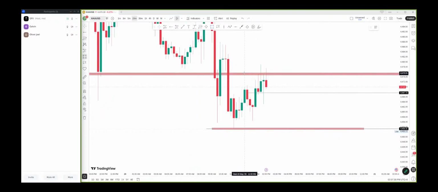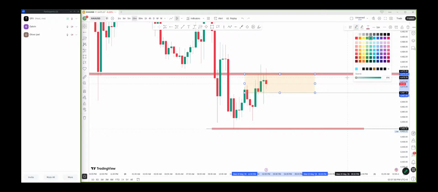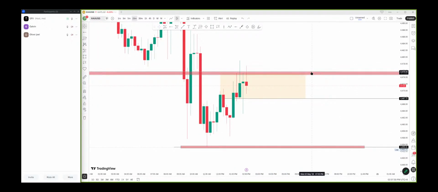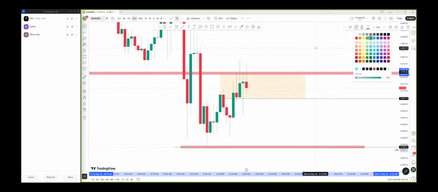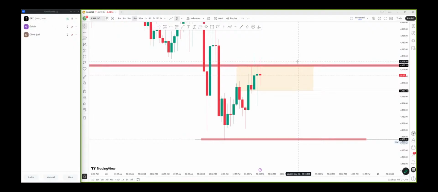Oliver, now we are playing with the minor lows. This is our minor high and minor low. We are playing with it. Six minutes to go.